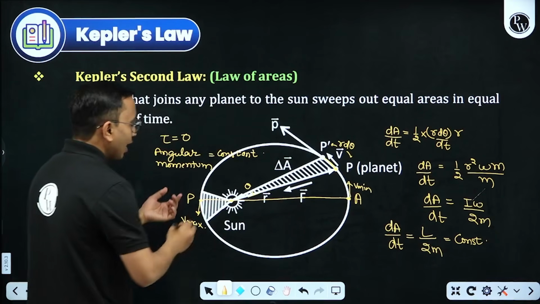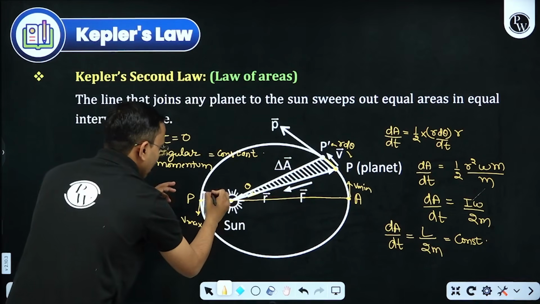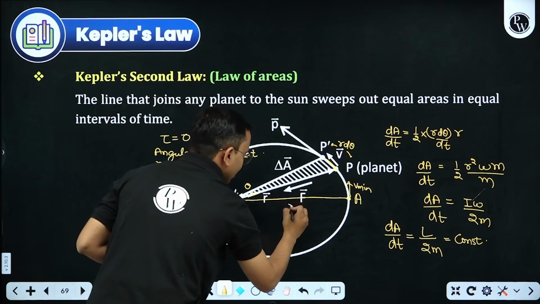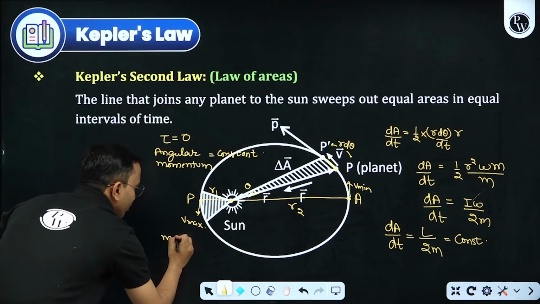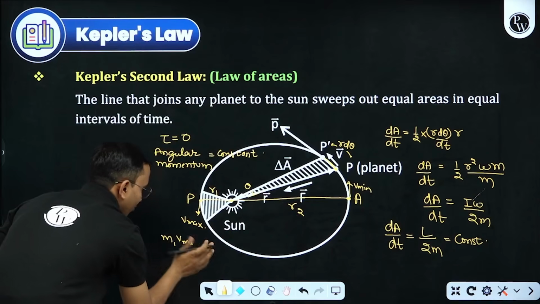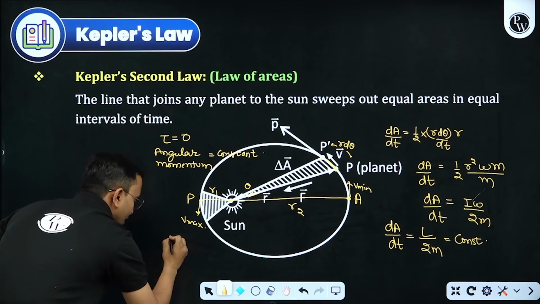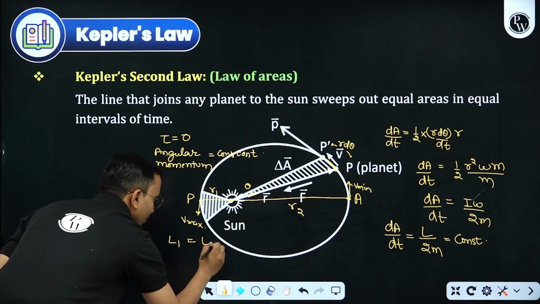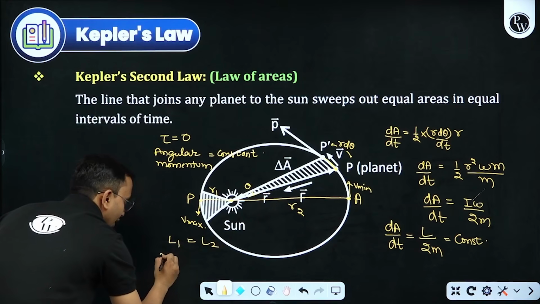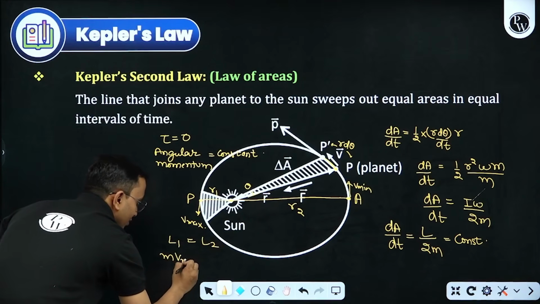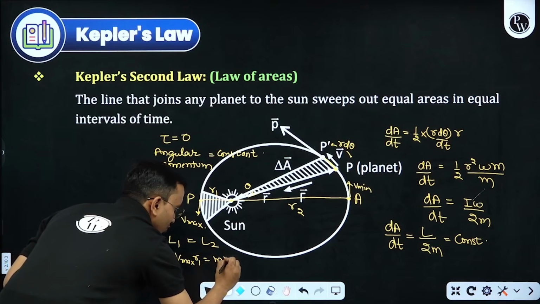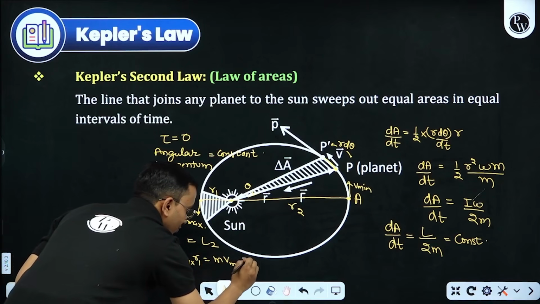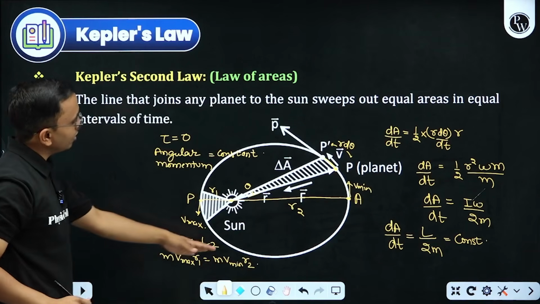Okay, and angular momentum is conserved. So you can say if this distance is r1, this distance is my r2, my m1 into v1 is vmax, what I am writing, my L1 is equal to L2. So what is L1? M into vmax into r1 is equal to m into vmin into r2. Because angular momentum is conserved, I can write like this.